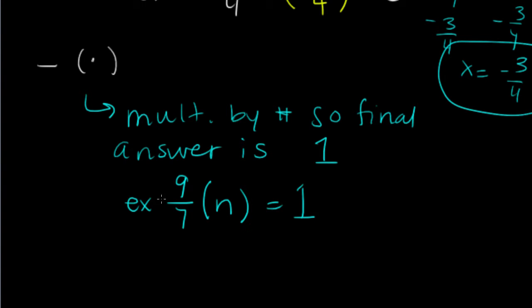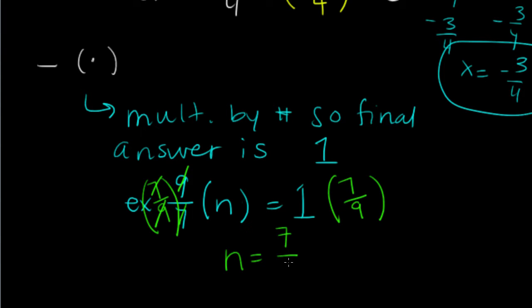So in order to get this 9 over 7 to leave and go on the right-hand side and leave this n by itself, we're going to have to multiply by 7 over 9, right? Because that's the only way that it'll cancel out. So if we multiply by 7 over 9, this 7 cancels out, and then these 9s cancel out. We also have to do it on this side as well. So then we're left with n equals 7 over 9.